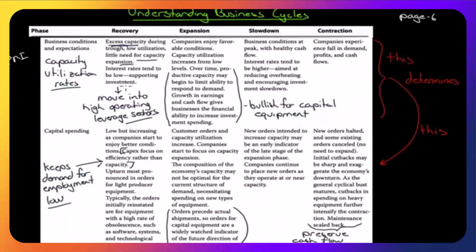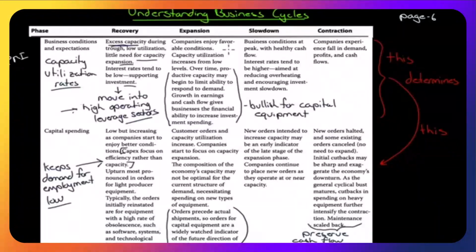Interest rates tend to be low, supporting investment. It is at this stage, where we see very low capacity utilization and very low rates, that we want to move into high operating leverage stocks. These are companies with very high fixed costs and very low variable costs, because as their volume begins to increase, they're not spending a lot of money in CapEx, so they have huge free cash flow, and their net income margins expand quite quickly.